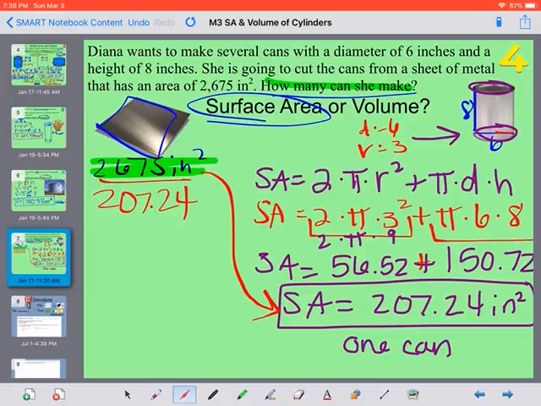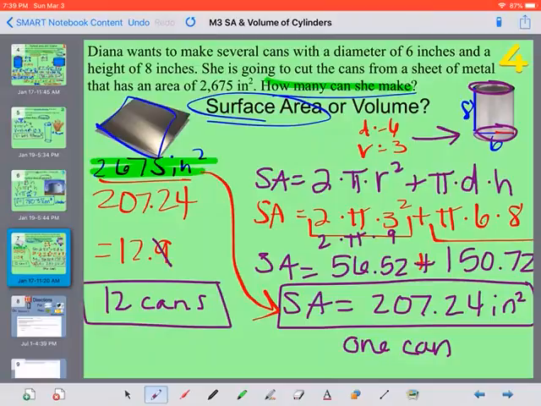So 2,675 divided by 207.24, I get an answer of 12.9 if I round it. You can't have 0.9 of a can, so we would round that to about 12 cans. We could make 12 full cans. They'd be close to making another one, but not enough material.